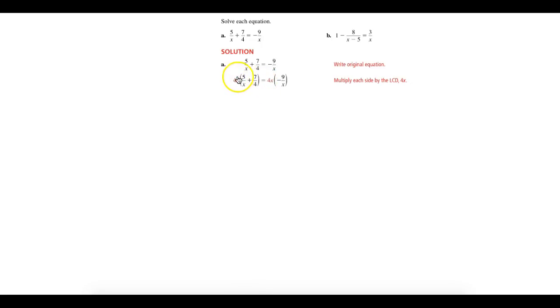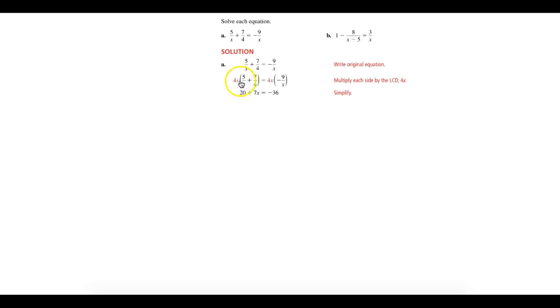Now you see what that did. Each part of the LCD is going to cancel out with the denominator of the fraction. So x is canceled with the x, and 4 canceled with the 4, and we're left with just the other part of our denominator times the numerator. On the right-hand side, just the x's cancel out. You may have heard this called fraction busting. When you have an equation with fractions, you take the LCD, multiply both sides by that, and it gets rid of every single fraction in your equation.